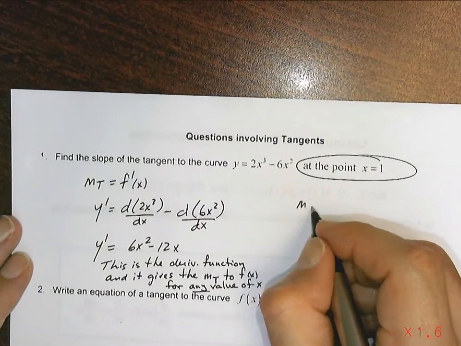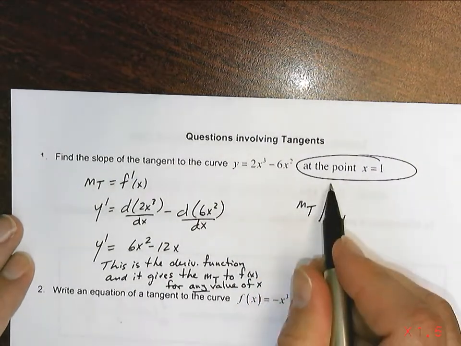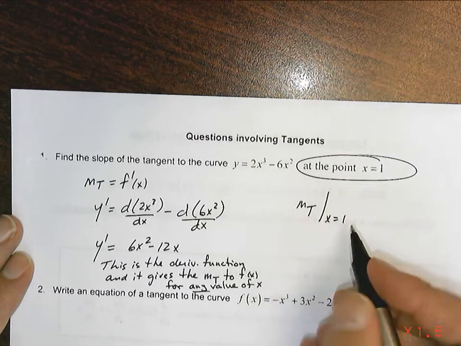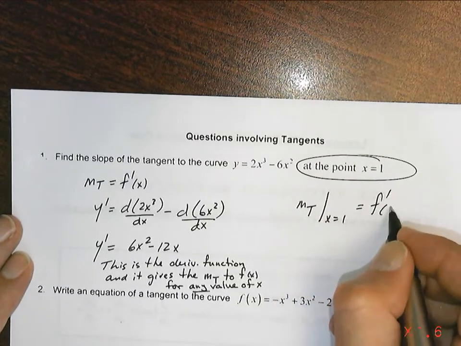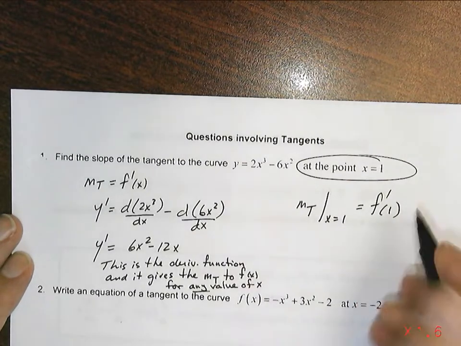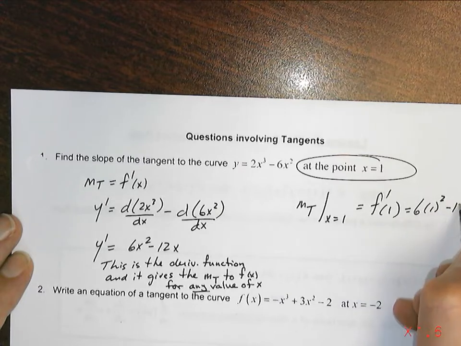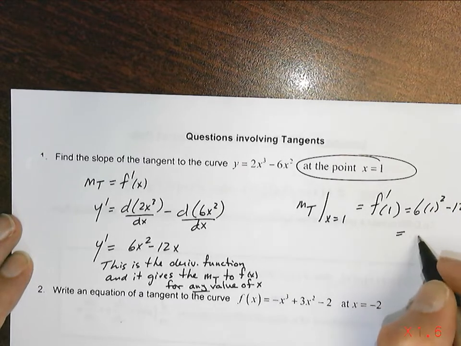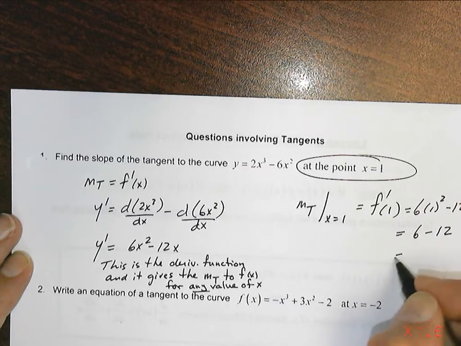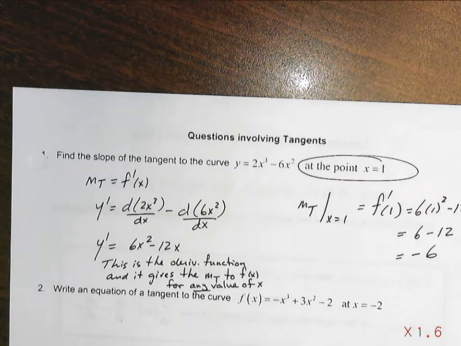So I've used that notation with you, which means the slope of the tangent such that x equals 1. Is it a big jump to do that notation? That means the derivative function when x equals 1, which will be 6 times 1 squared minus 12 times 1, which will be 6 minus 12, which will be negative, is that right? I think so, negative 6.